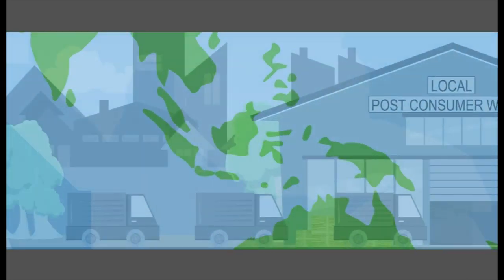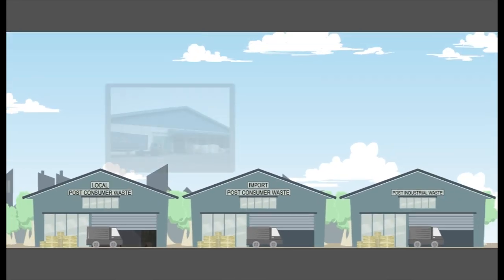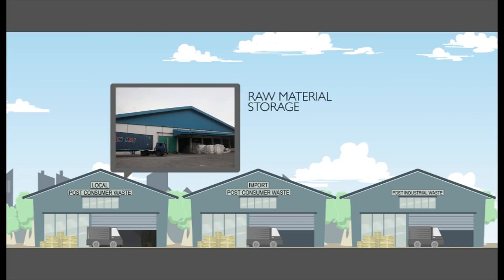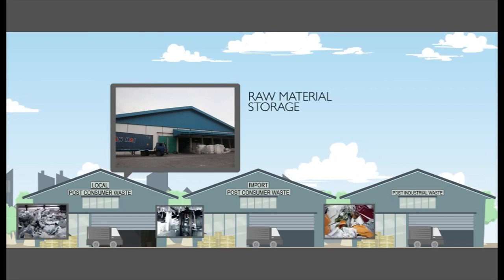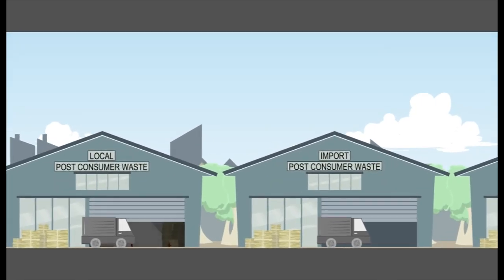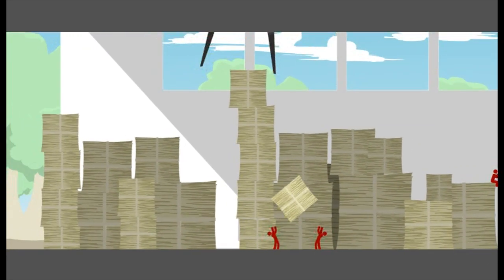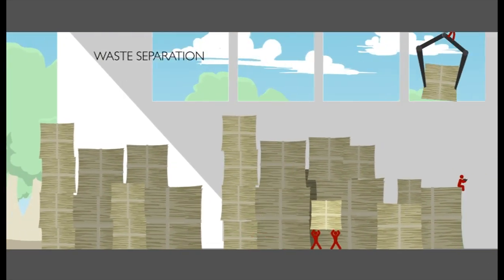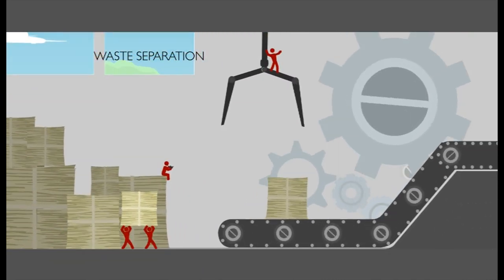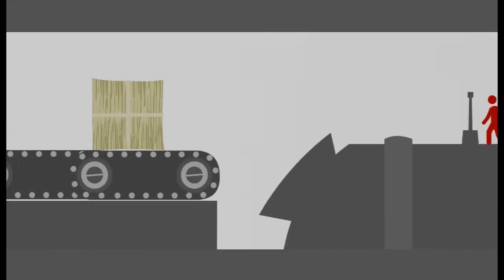Post-consumer waste comes from as far afield as Europe, the US and Japan, as well as from right here in Indonesia. Post-industrial waste comes from a separate converting factory. There, it is compacted into tight bundles and taken to the warehouse. All waste paper is sorted to remove impurities before it's delivered to the processing unit.